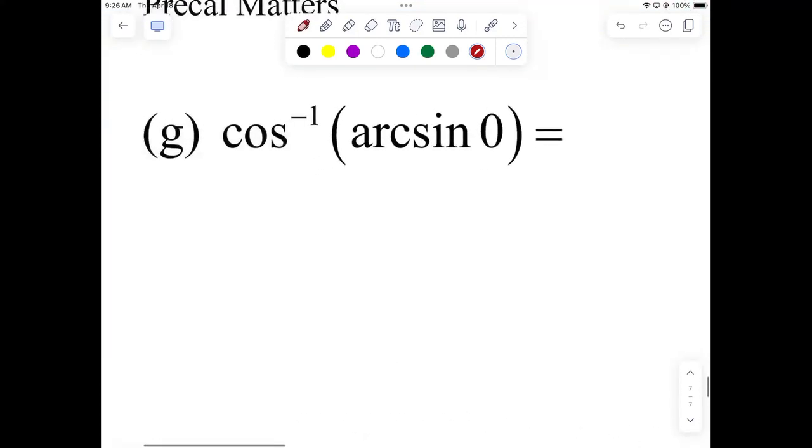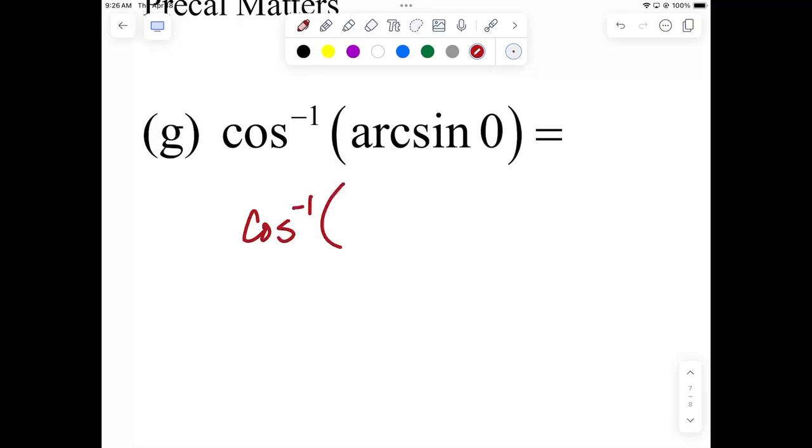Drug testing, DNA testing. Inverse cosine of arcsine of 0. So notice, the inverse cosine and arcsine are both inverses, right? So let me work from the inside out. What is arcsine of 0? What is the angle whose sine is 0? Sine of what angle in the PVR is 0? 0. No, 2 pi is not in the PVR. Sine of 0 is 0. So arcsine of 0 is also 0.